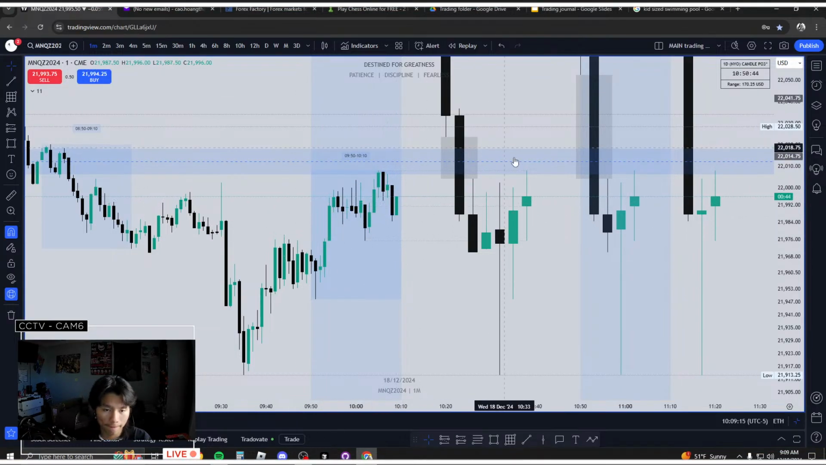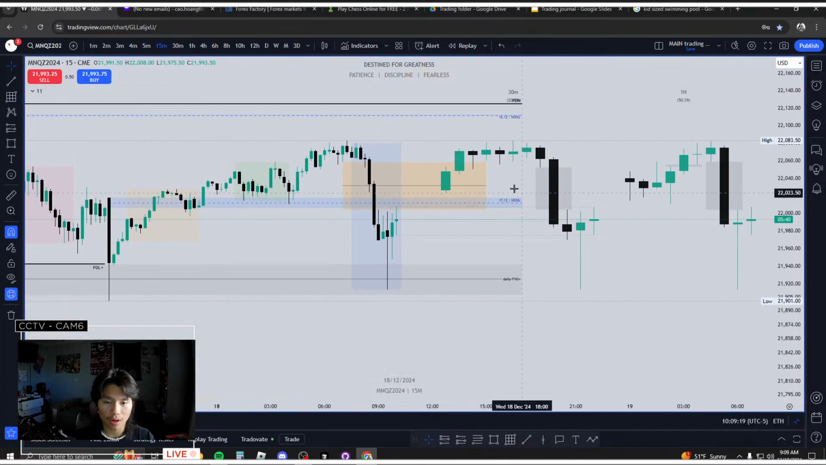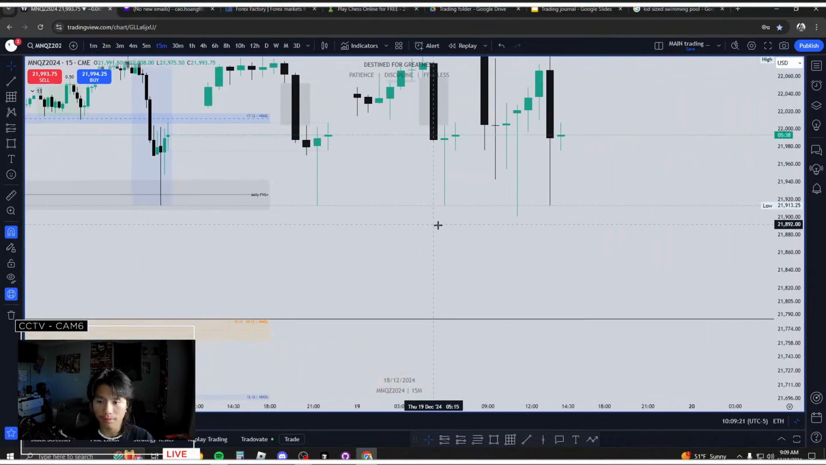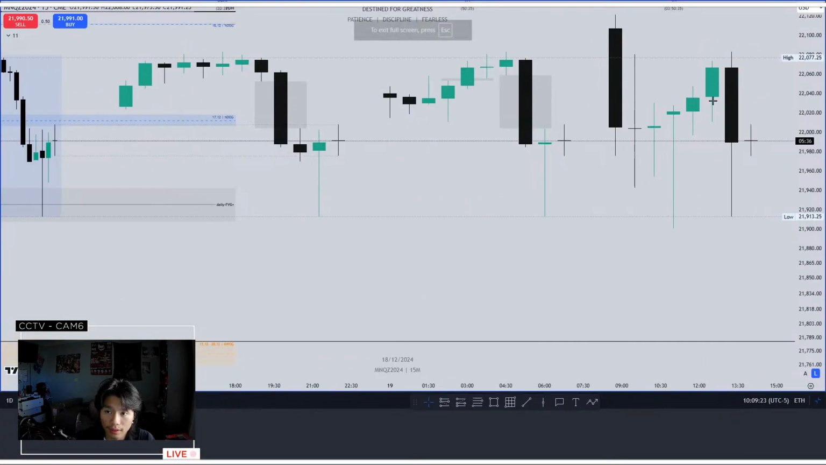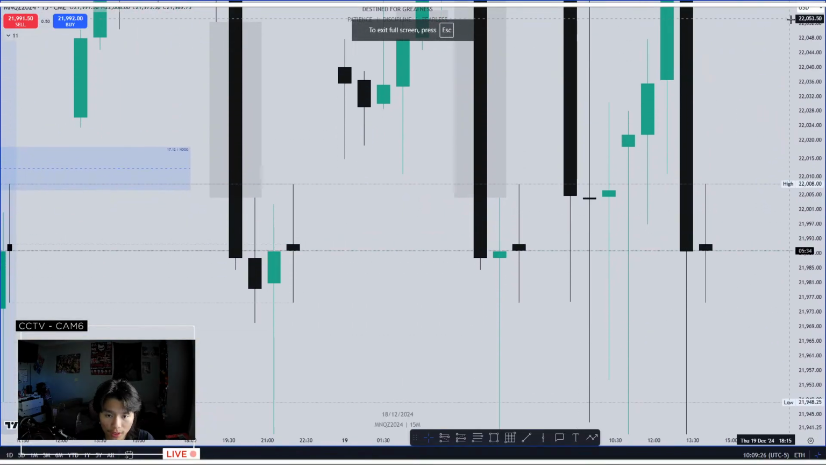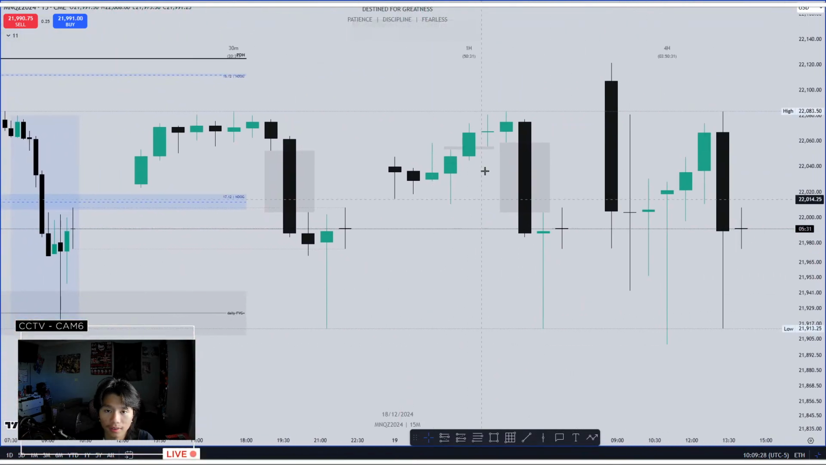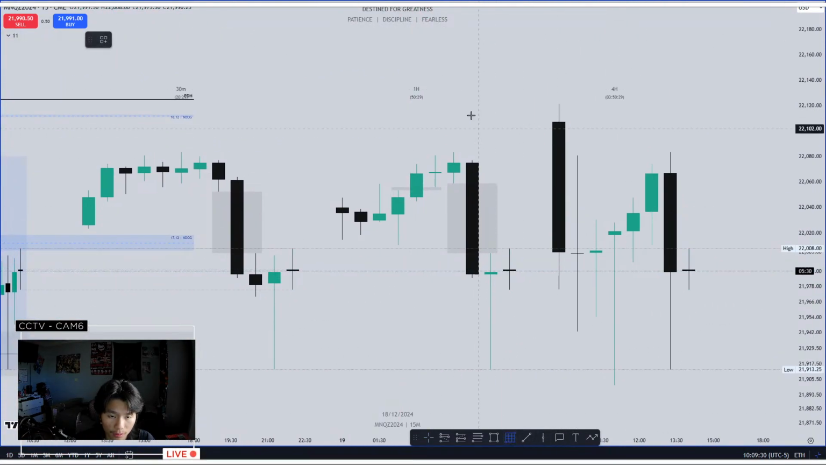But there's that. So what did we just do here on the hourly time frame on NQ? What is this small wick doing? So what does this say? Oh shoot, sorry, let's not use that. But what does this say?